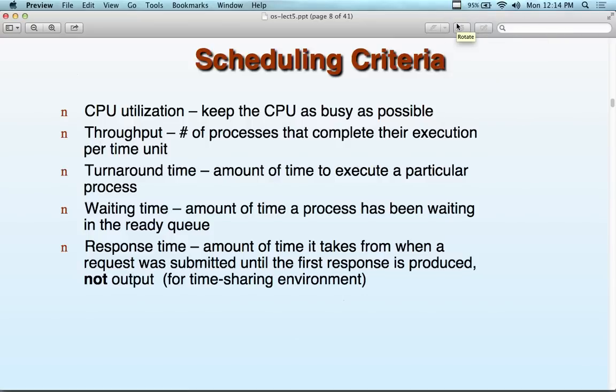All right, so let's finish up the criteria for today. I probably will not get into the algorithms, but I will finish up the criteria. All right, so scheduling and criteria. Hello, we're back.